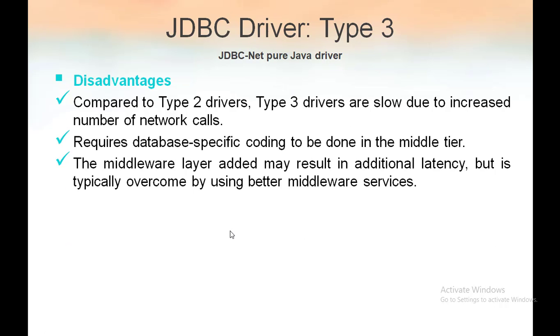Disadvantages of type 3 driver. Compared to type 2 driver, type 3 drivers are slow due to increased number of network calls. It requires database specific coding to be done in the middle tier. You can use different types of RDBMS, so according to the database, you need to code the middle tier. The middle layer added may result in additional latency. But if you use better middleware service, this disadvantage will be overcome.